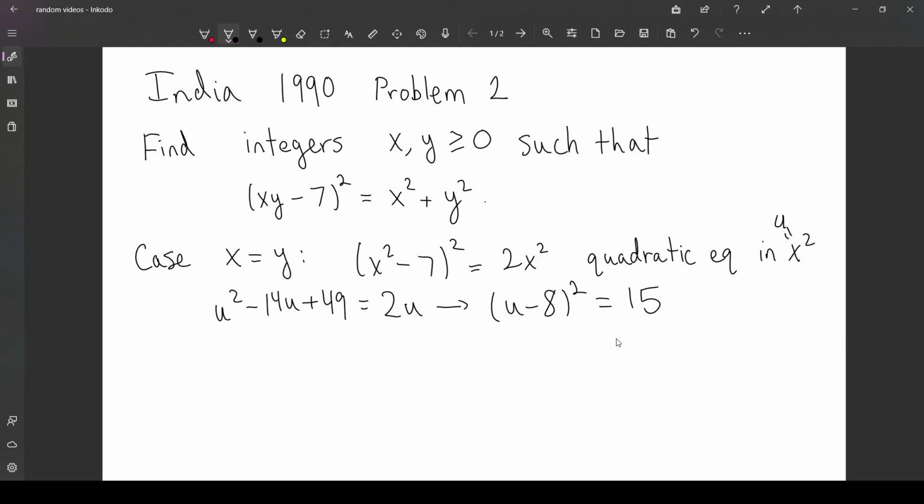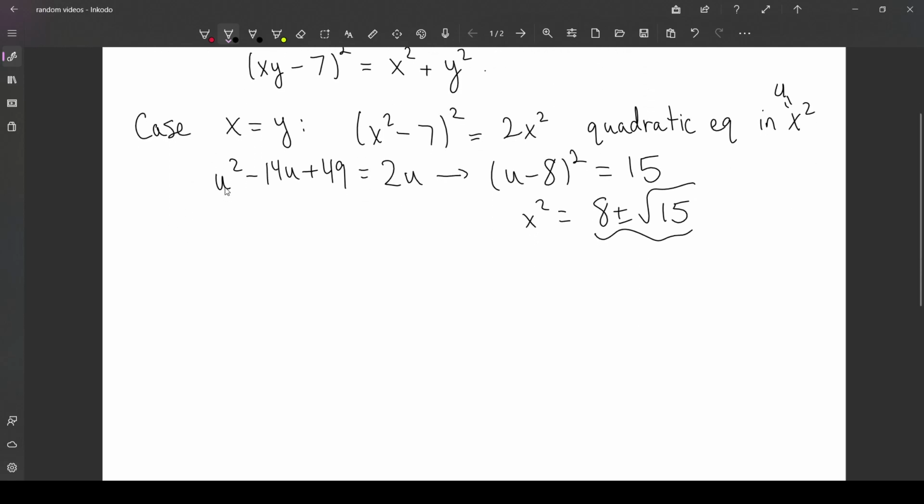And this does not have any integer solutions, obviously, because you would get x squared is 8 plus or minus the square root of 15. There are no integers that square to a non-integer number, which this is. So the case of x equals y has no solutions.